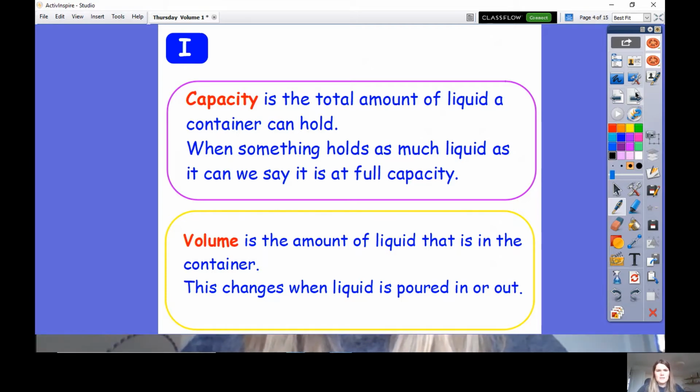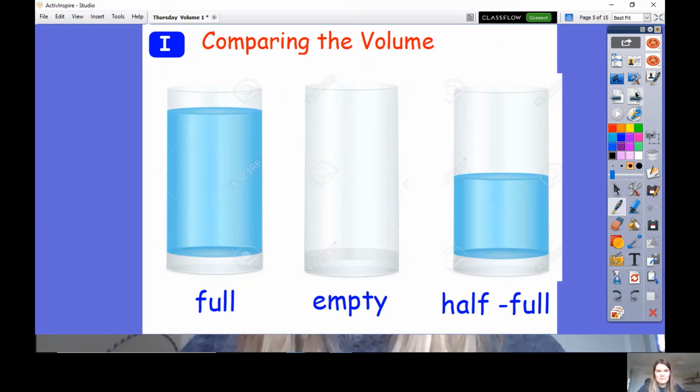So we're looking at volume today. So can you say volume? And again, volume. Volume is the amount of liquid that is in a container. So let's have a little look. Here I've got 3 different volumes that I am going to compare. So let's compare them.